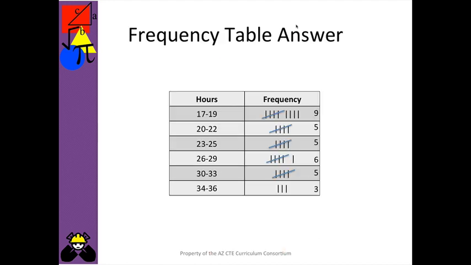Welcome back. Let's see if you got the same numbers I did. I got 9 for the first bin, 5 for the second, 5 for the third, 6 for the fourth, 5 for the fifth, and 3 in the last one. Notice I bundled mine by putting a tick mark across the values of 5. That's common practice, but if you didn't do it, it's not incorrect. All right, so make sure you got the values.